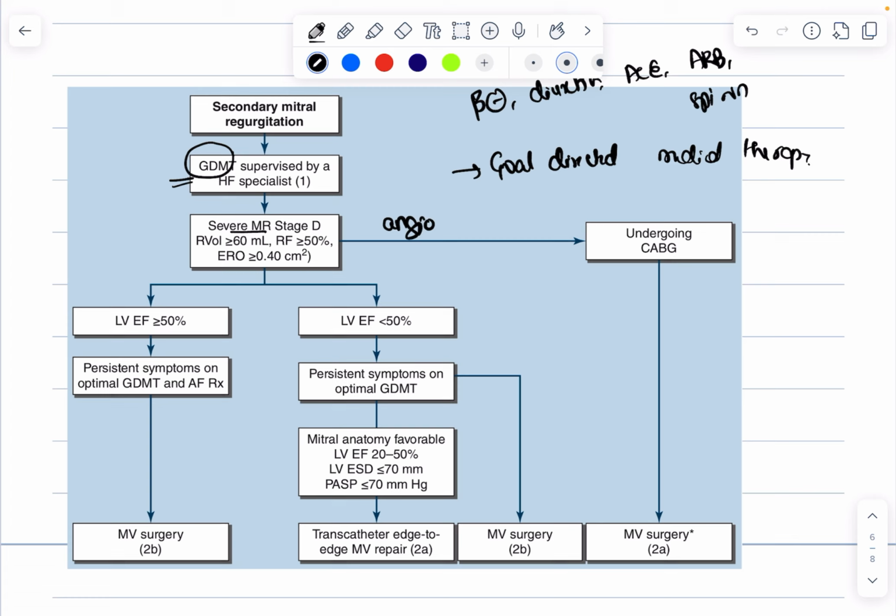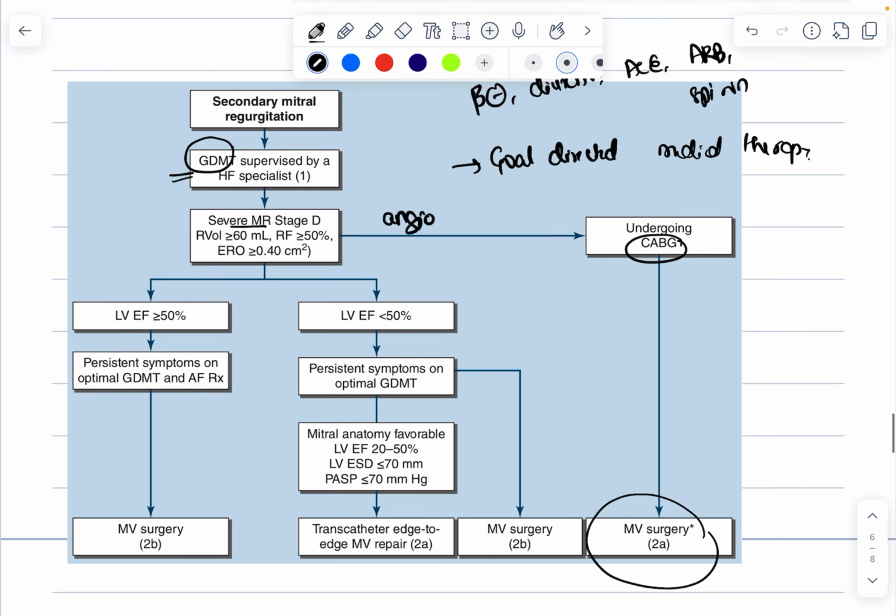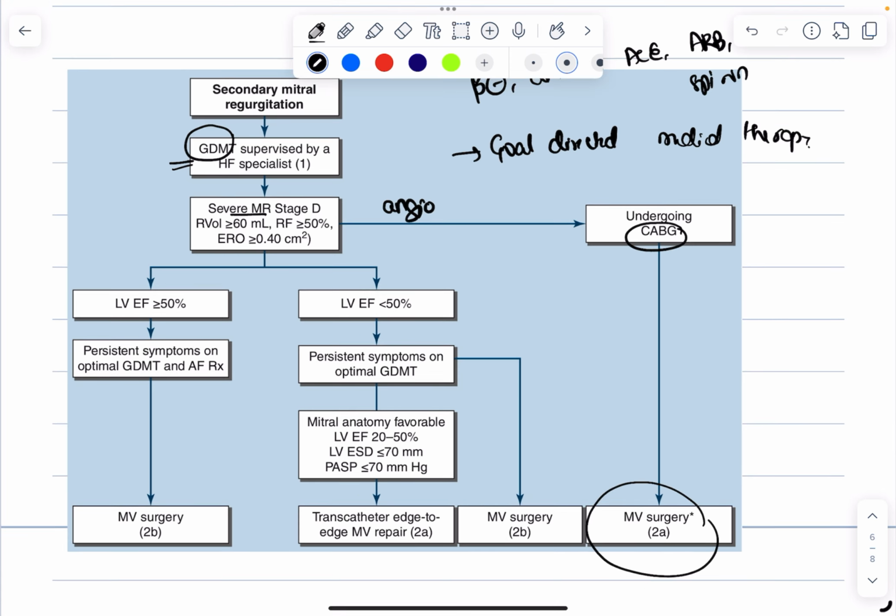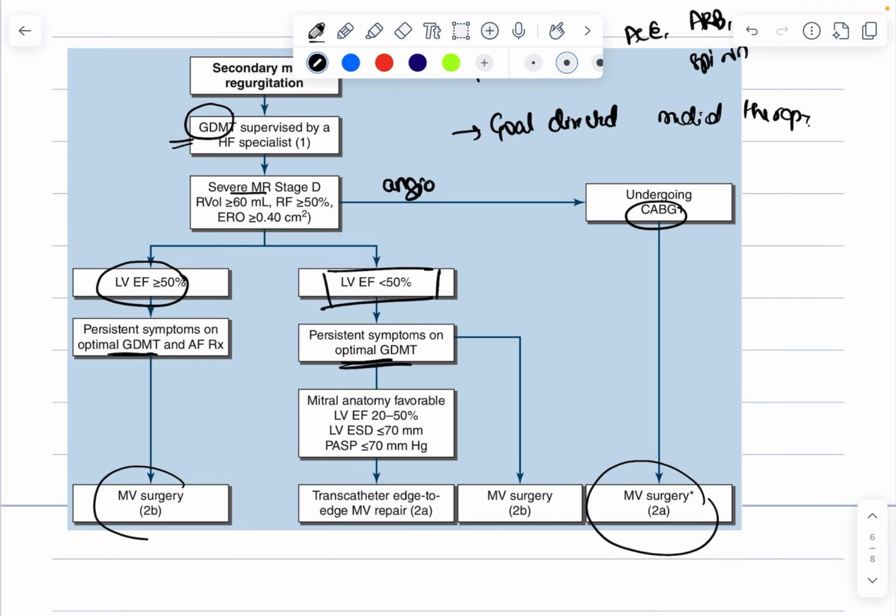And if the patient needs CABG, that is other cardiac surgery, then along with that CABG you will also perform mitral valve surgery. And apart from that, if the patient is not having any vascular lesion and you find that the ejection fraction is more than 50%, or the ejection fraction is less than 50%, and in both, if the symptoms are persistent after GDMT, then you will perform mitral valve surgery. Okay, if the mitral valve anatomy is favorable, then you will perform transcatheter edge to edge mitral valve repair, and if not, then the patient will undergo mitral valve surgery.